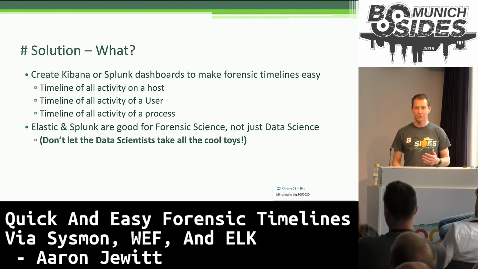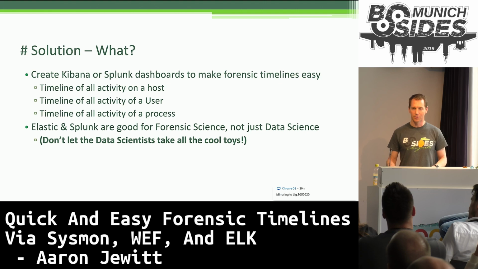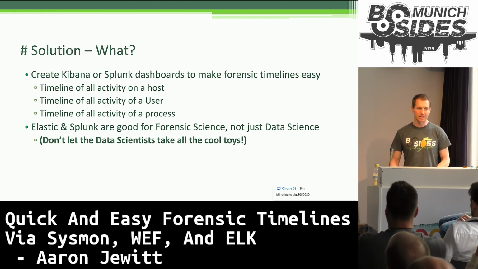Elastic and Splunk are great for forensic science, but everybody talks about data science, about AI, about anomaly detection. They put up these crazy formulas for the data scientists that blow my mind. I don't understand any of that. What I do know is forensic science, and most forensics is creating a timeline of events. What happened, when, who did it, why. You're doing an investigation. I don't need complicated math for that. I just need a time.